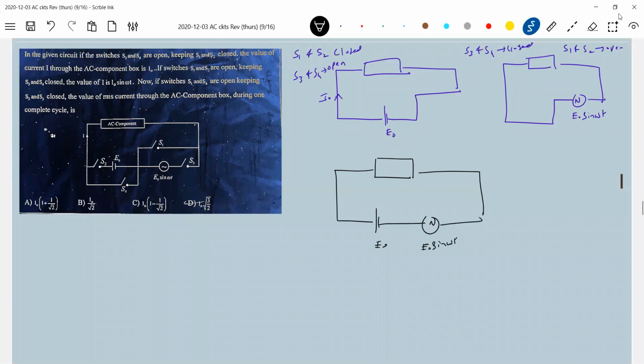Sorry, this current is how much? Switches S1 are open, keeping the value of I is I naught sine omega t. What is the formula? We have to think here. There's a DC current will flow. Now both DC as well as AC are flowing here. So what is the effective value of that will be? I naught square plus I naught by root 2 whole square. So here how much it will be? How much of current will flow here? Actually I naught by root 2. What is I naught? I naught is E naught by R. So some resistors will be there here. So what is the effective current now?